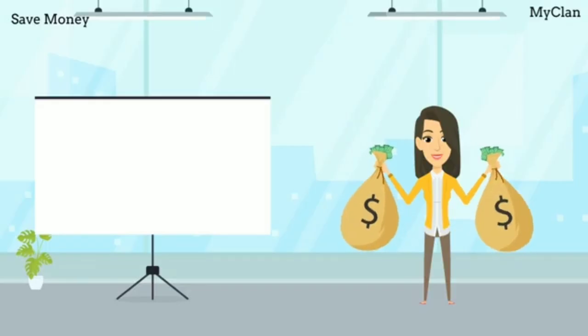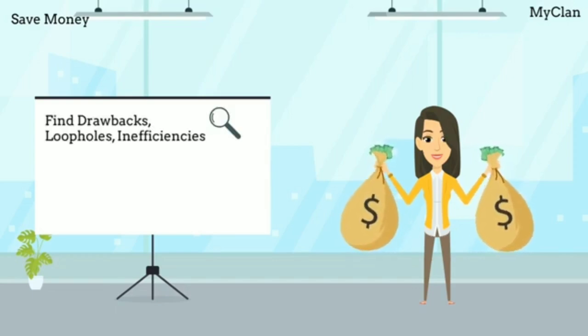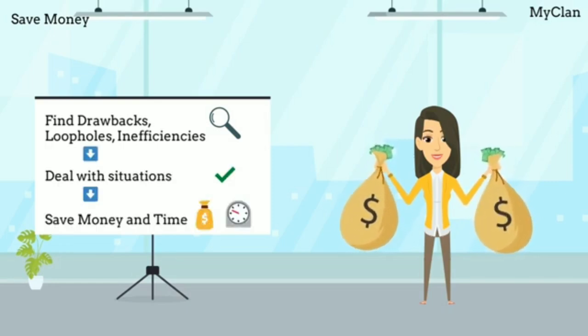Save money. When planning for risk management, the organization is likely to find out drawbacks, loopholes, and inefficiencies in its processes and operational methods. Having a risk management plan will help the organization to deal with situations more effectively. This will be helpful in saving crucial time and money when any extraordinary situation occurs.